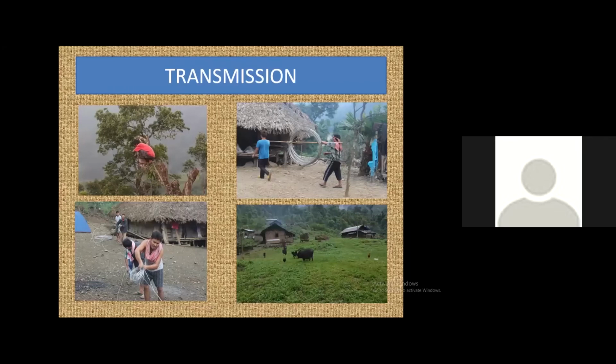The transmission is done with the help of the locals, and here you can see how we are installing the wires. And you can see the village in the background. Those are the houses, and we set up a mini grid, and we ensure that the power is supplied fairly and equally to all the houses and reaches everyone.